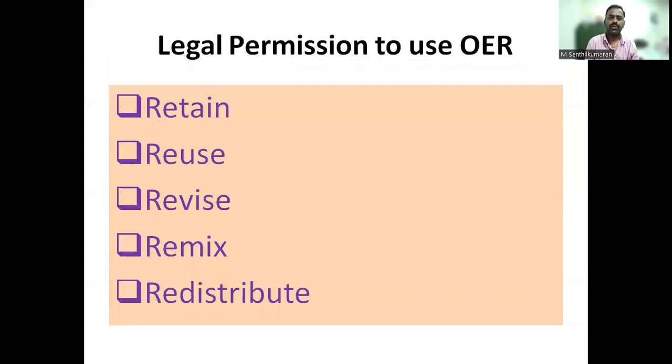What are the legal permissions to be adopted to use OER? The first one is retain, reuse, revise, remix and redistribute. This is known as the 5 R's of legal permissions to use OER.